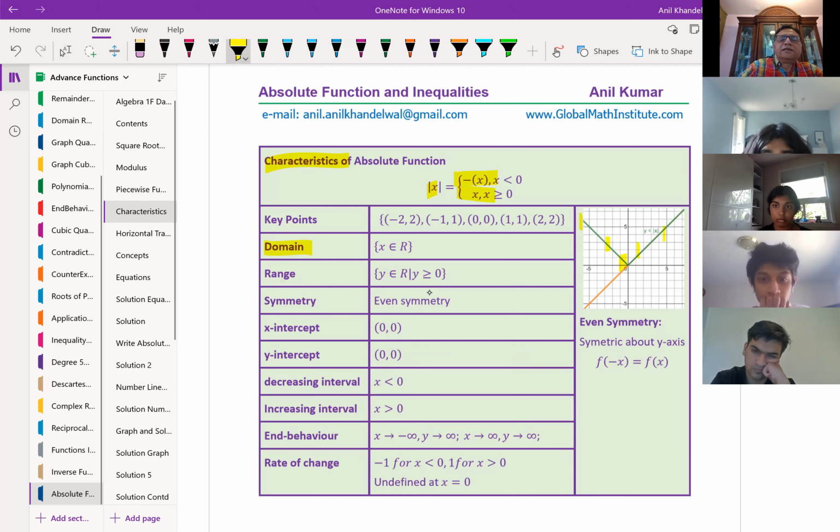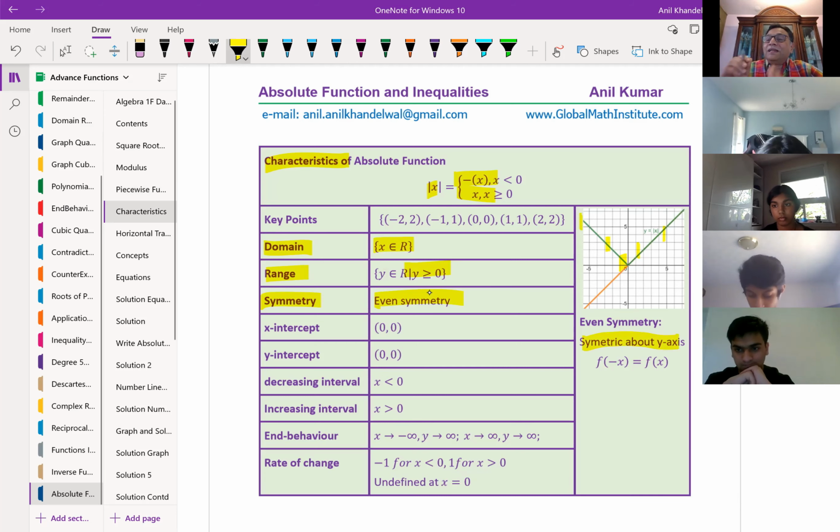Domain, we understand, is all real numbers. Range is y greater than or equal to 0. Symmetry, we already know, is even symmetry. Even symmetry is a new term for many students, right? Maybe some of you also. What does it mean? Even symmetry means it is symmetric about the y-axis, as you saw, correct? That is when we look at it graphically, perfect. But algebraically, what does it mean? It means in function notation, f of minus x equals f of x.